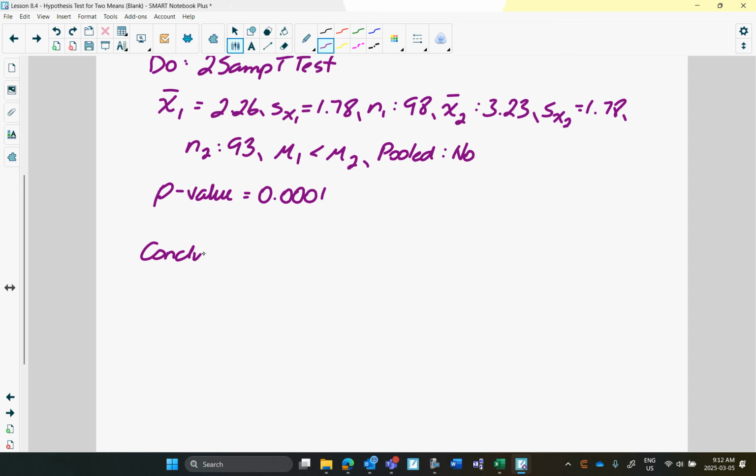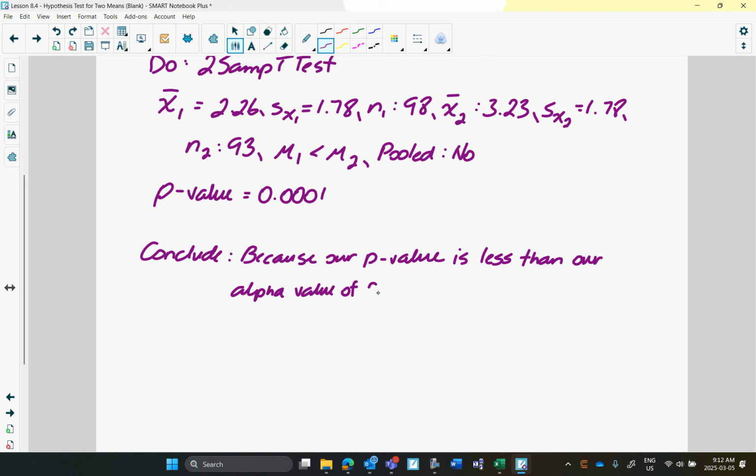And finally, we conclude: because our p-value is less than our assumed alpha value of 0.05, remember, if it doesn't give you a significance level or an alpha level, just assume it's 0.05, we reject H0. We have convincing evidence.